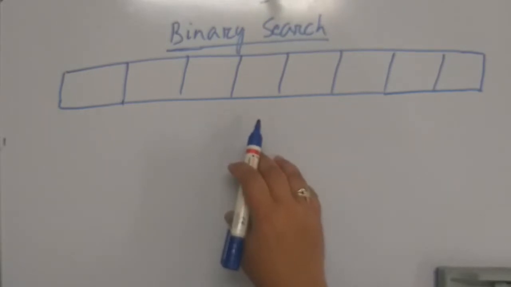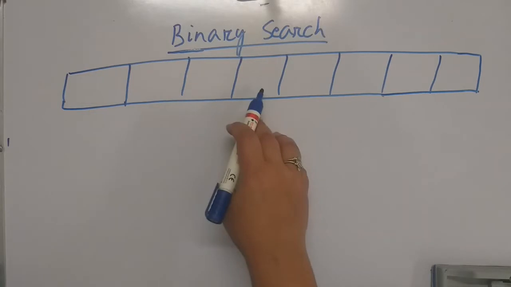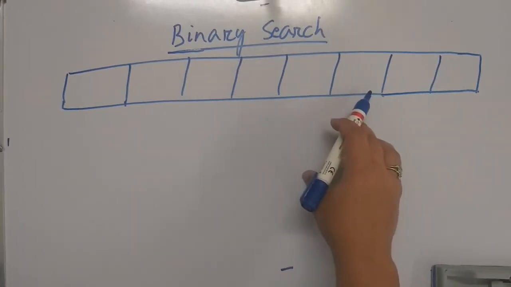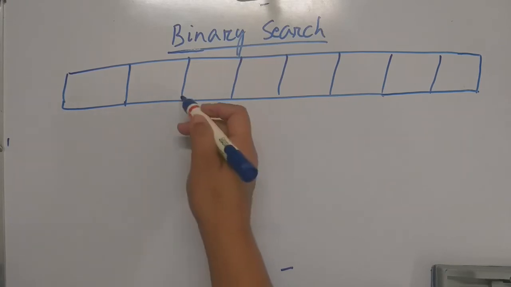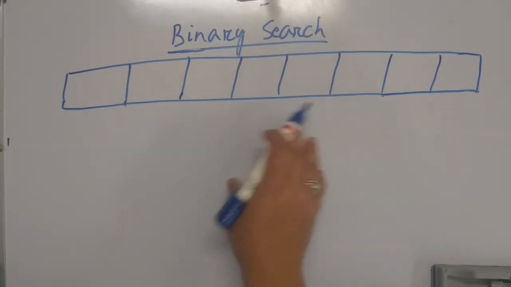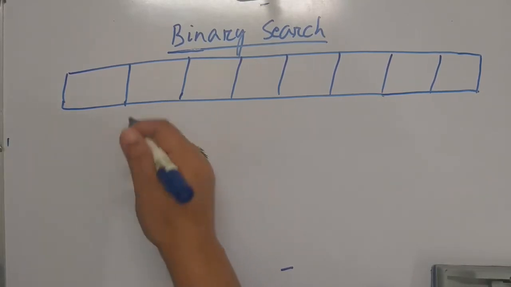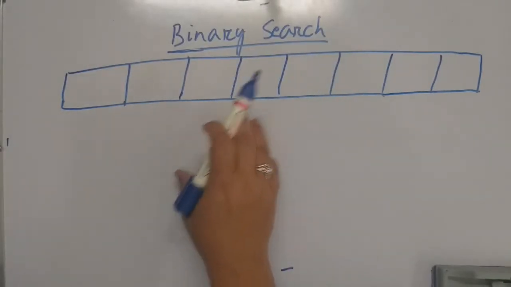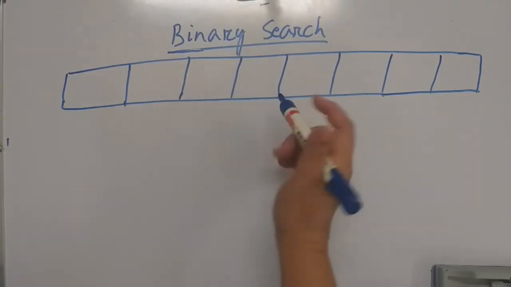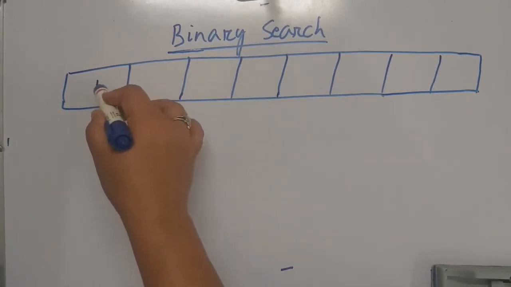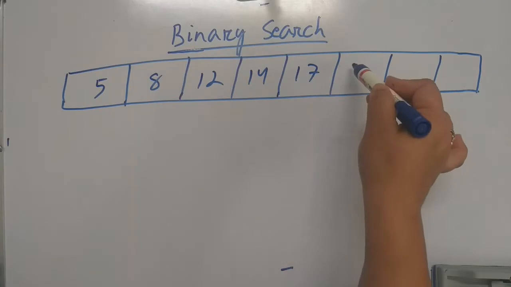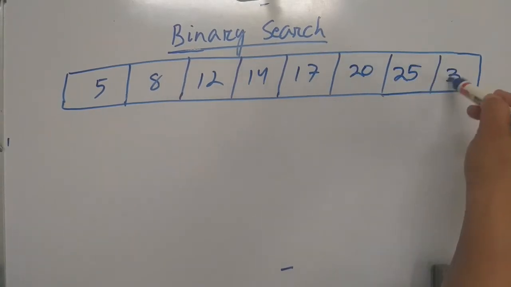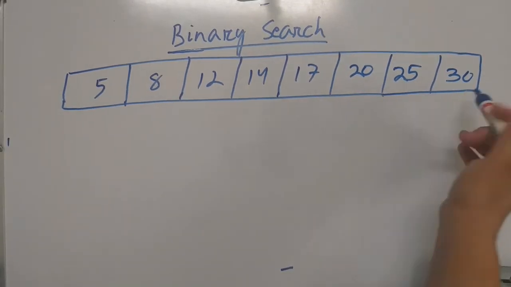Before that, in linear search we search each and every element, and it is not mandatory whether the list is sorted or unsorted. But in binary search, the first thing we do is sort the list, either in ascending or descending order. Suppose we use any type of sorting and sort the list in ascending order. Suppose this is one list: 5, 8, 12, 14, 17, 20, 25 and 30.